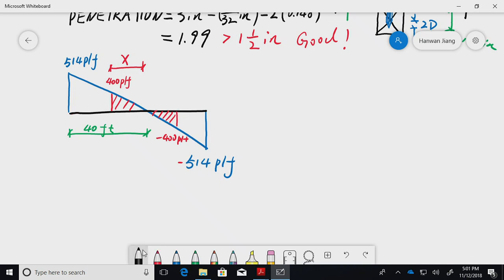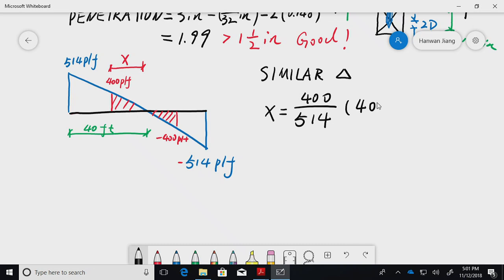So by using similar triangle, we will find out x is equal to 400 divided by 514 times 40, which is equal to 31 feet. So approximately, we say block 10 feet each side, right? And then 10 inch nail spacing unblocked.